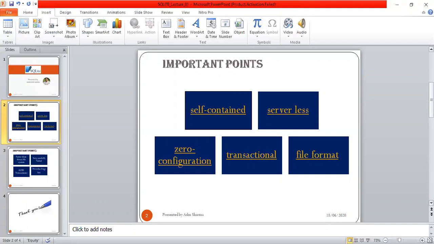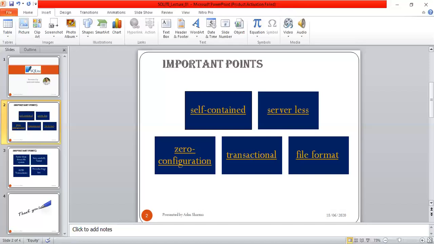So whatever read and write operations take place on the data, they go directly to the database files on the disk, and there is no intermediate server process involved. That's why SQLite is also described as serverless. It's a very important feature.